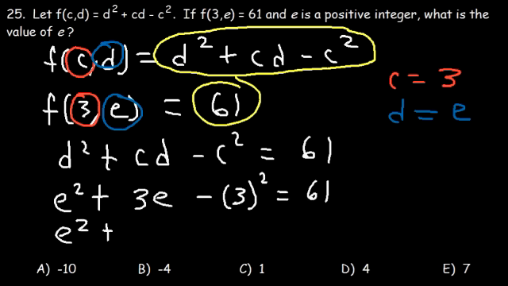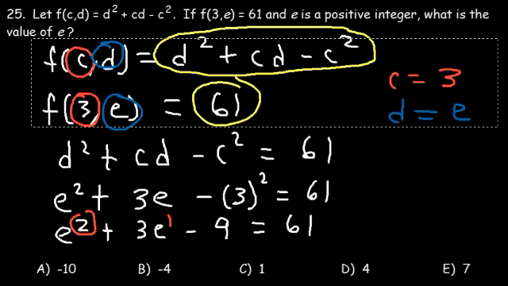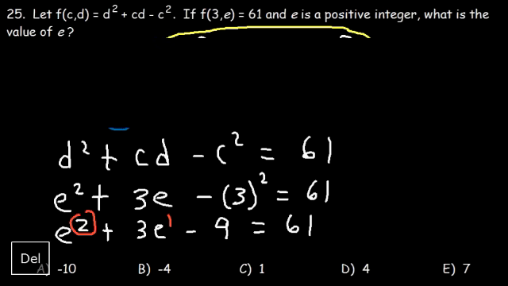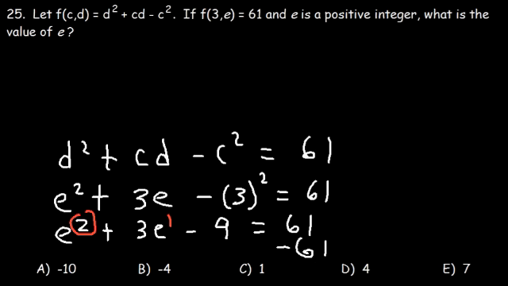So 3 squared, which is 3 times 3, is equal to 9. So notice that we have a quadratic equation, e squared and e to the first power. So we might be able to factor it. If not, we can complete the square or use the quadratic formula. But usually, these types of problems are factorable, because the quadratic formula takes too long. And if you're taking the SAT, you have to do everything fast. So let's subtract both sides by 61. So negative 9 minus 61 is equivalent to negative 70.